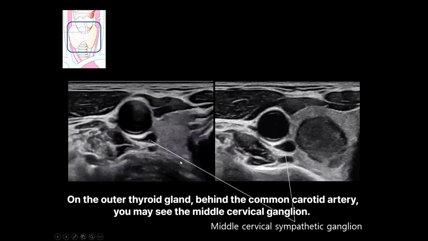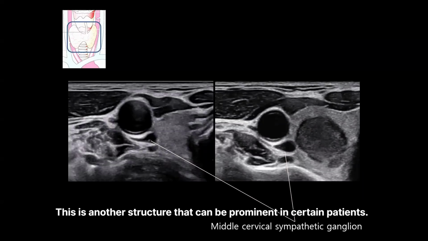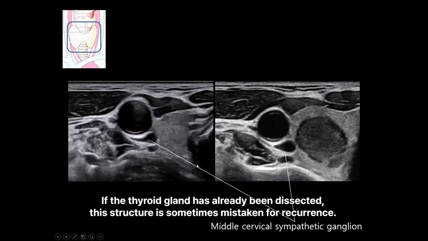On the outer thyroid gland, behind the common carotid artery, you may see the middle cervical ganglion. This is another structure that can be prominent in certain patients. If the thyroid gland has already been dissected, this structure is sometimes mistaken for recurrence.